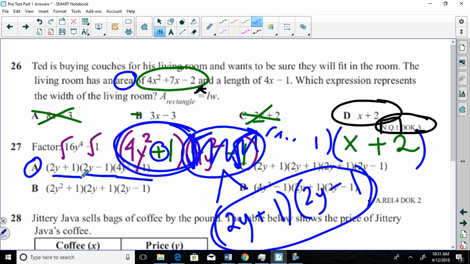And I can give you the IXL for this, the difference of perfect squares. So if you guys want to practice this, I can give you that IXL and I'll give you credit for it. It was an optional one.